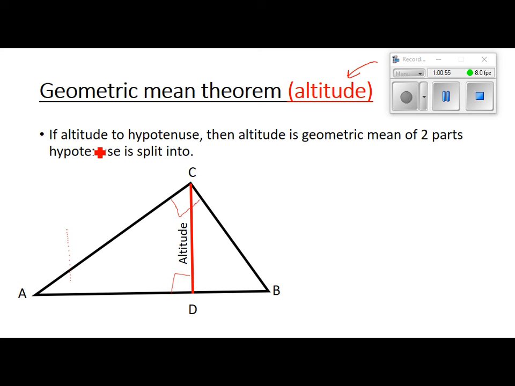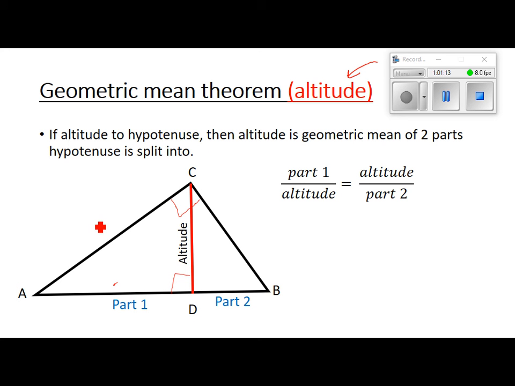Notice when that altitude comes down here, what did it do to this side? It split it into two parts. Now, are those two parts even? No, not necessarily. But we have those two parts, and it's going to set up an equation. And this is what it is. This proportion. Write that down. Very important. Look at what I have here. Part 1 over altitude, altitude over part 2. If you look at this picture, should you be able to pick out those parts and just stick in there what you know? Yep. Hopefully.